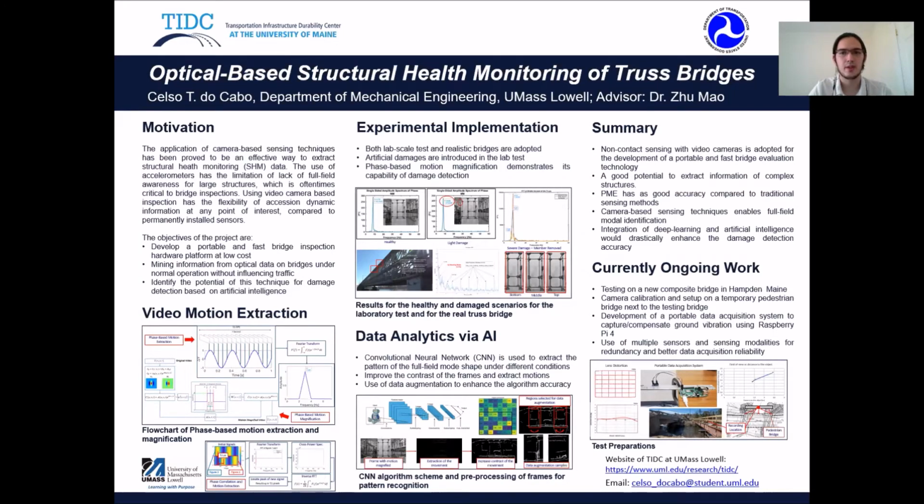I'm from the Structural Dynamic and Acoustic System Laboratory at UMass Lowell, and I'm here today to present our project, which is Optical-Based Structural Health Monitoring of Truss Bridge.